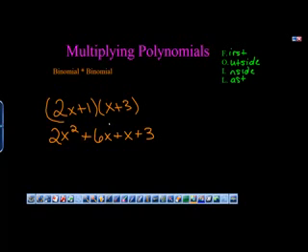Now that our parentheses are gone and we've applied FOIL, our last step is to combine any like terms. You can see that 6x and x are like terms, so we will combine those. So our final answer becomes 2x squared plus 7x plus 3.